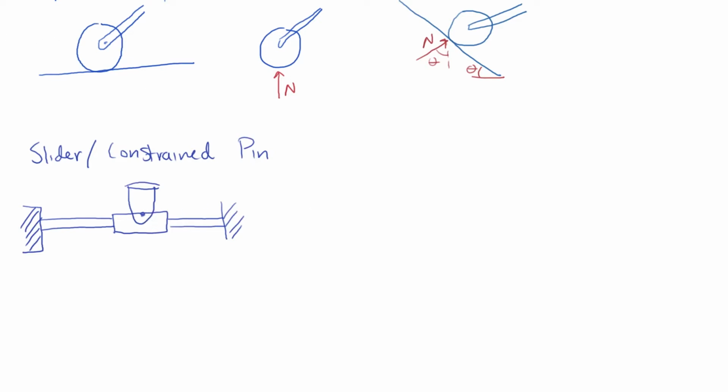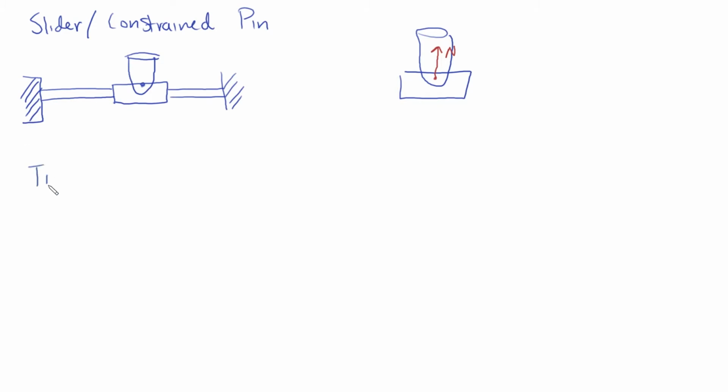So we could say that we have this over here, and this is the pin. We could say that the reaction force is strictly in the direction of the rod. The next thing we're going to look at is a translational guide.